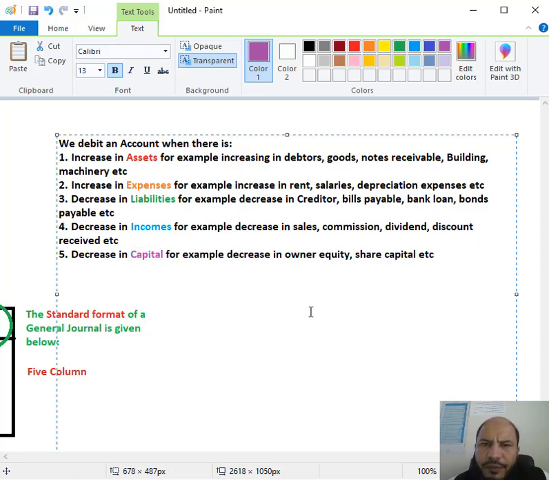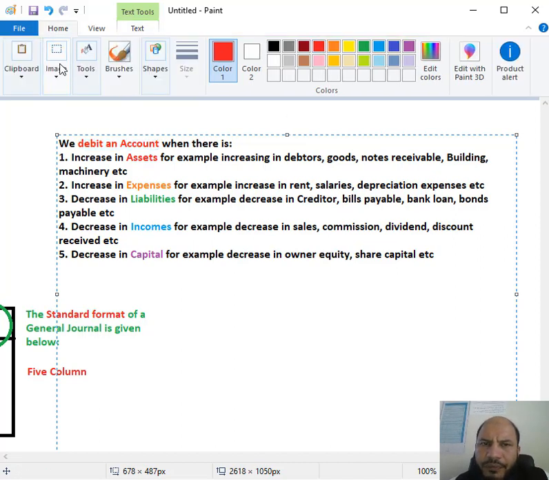So dear students, see, if there is an increase in asset and if there is an increase in expenses, and if there is decrease in liabilities, decrease in income, and decrease in capital, so decrease in these 3 and increase in these 2, we will record that as a debit account of the business. So we should record this as a debit account. So once again I will repeat my words.